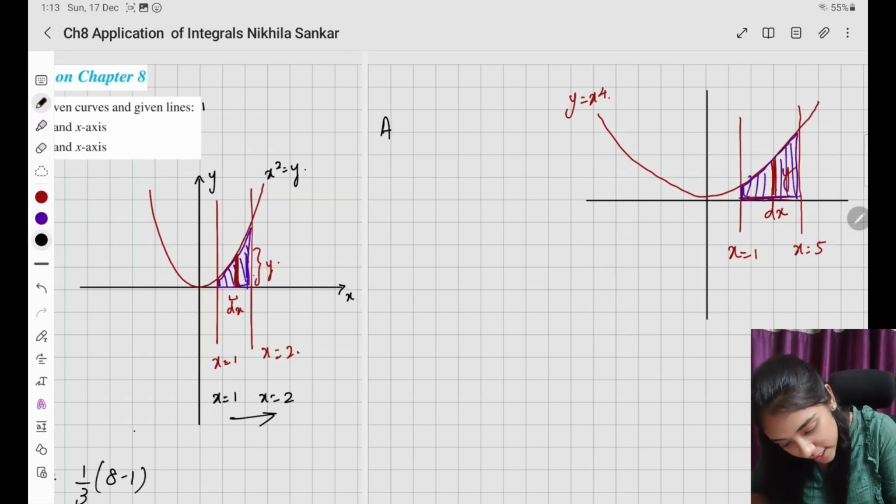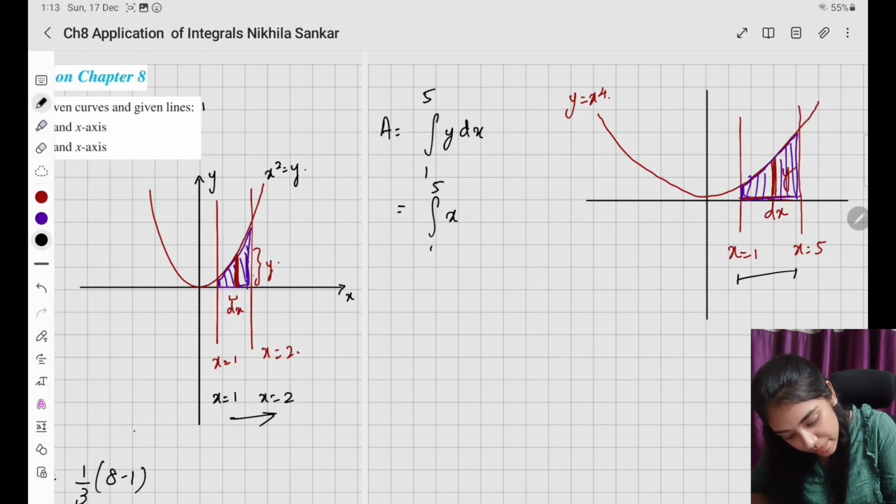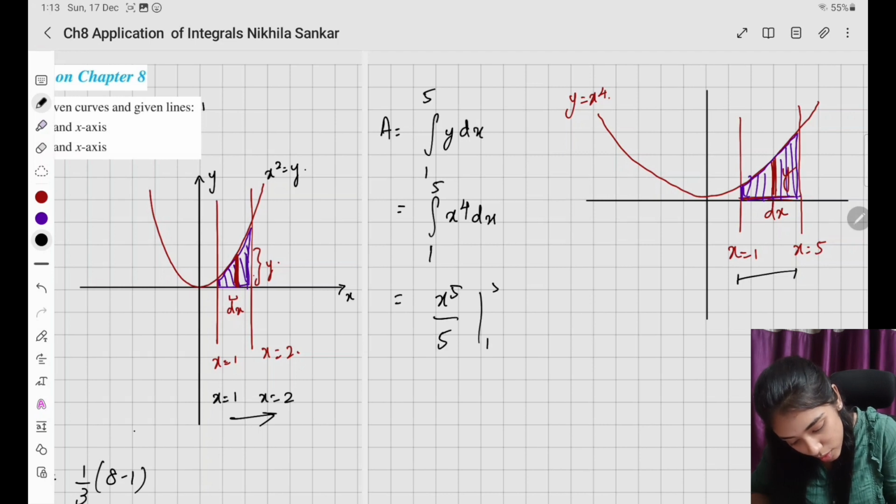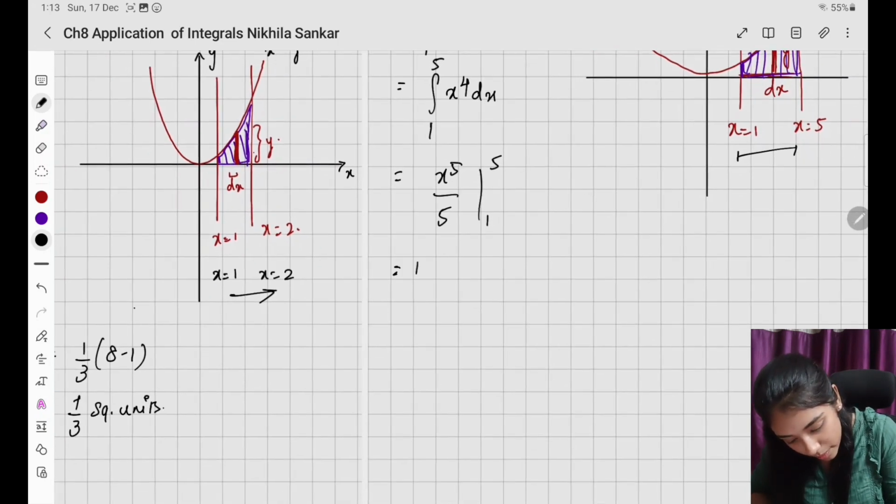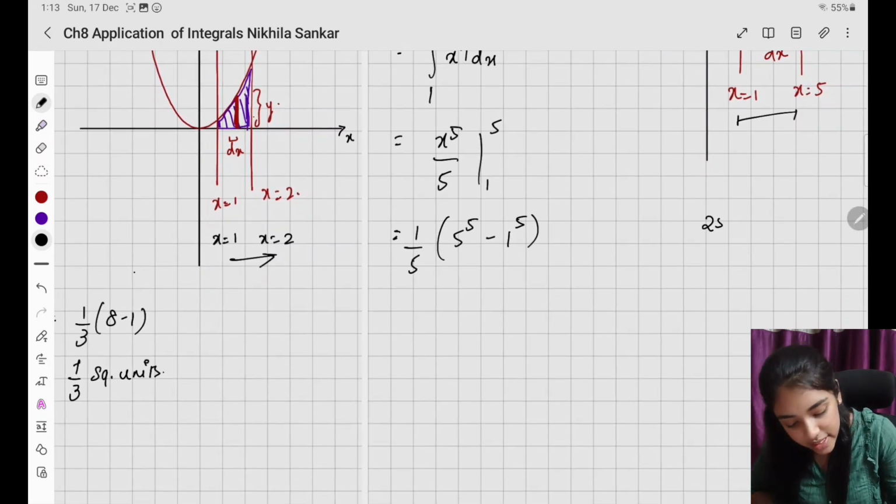It looks like area equals the integral traveling from 1 to 5 of y dx, and in this case my y is going to be x power 4 times dx. If I integrate, I have x power 5 divided by 5 from 1 to 5. Now I have 1 by 5 as a constant, and 5 power 5 minus 1 power 5. What is 5 power 5? 5 5s are 25. 25 25s are 625. 625 into 5, we have to do again.